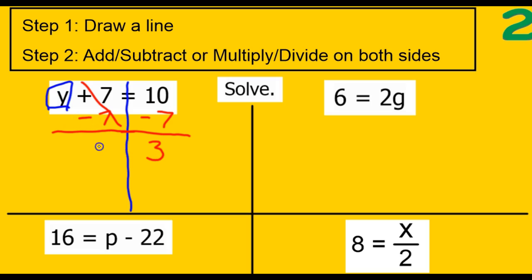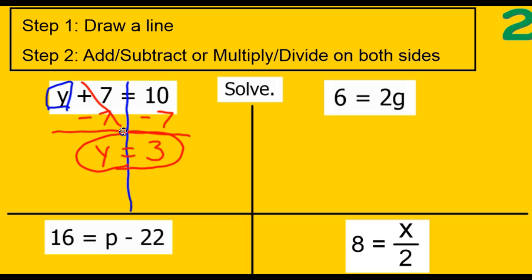This y is now all by itself, so it comes down here. We have the equal sign in the middle. Some of you may have heard of railroad tracks. But now we have y equals 3. So our answer is y equals 3.